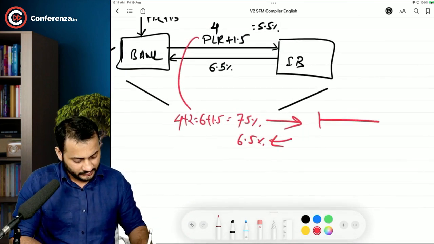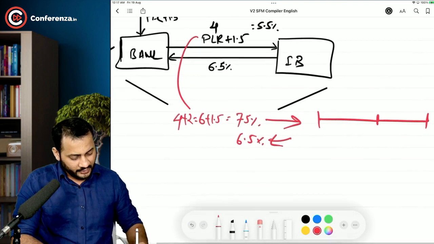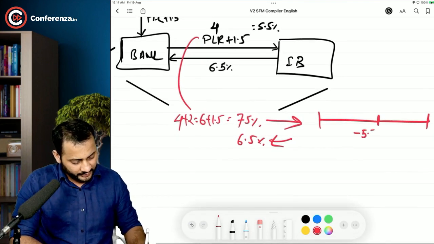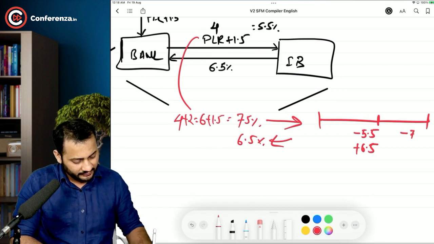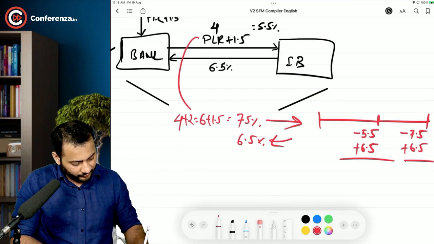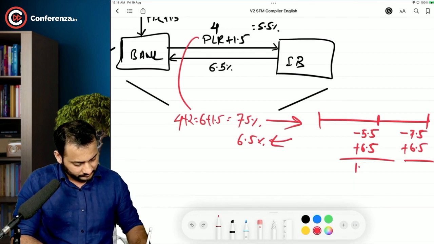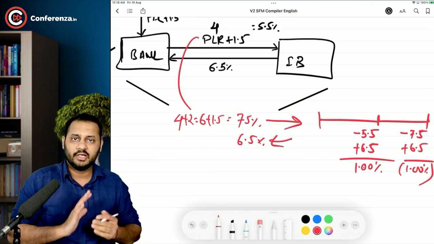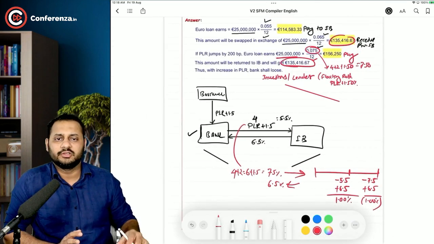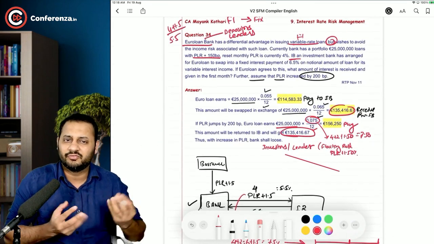So if I just make it clear to you, in the first month we paid 5.5 and received 6.5. In the next month we paid 7.5 and received 6.5. So there was a profit of 1% here, I think, yeah, and there was a loss of 1% here, and it will keep on changing. So the floating rate will keep on changing. So that's what the question was asking. It was very, very easy.